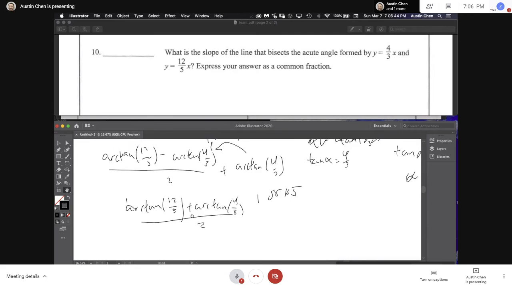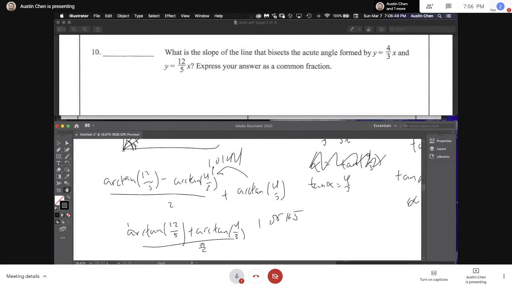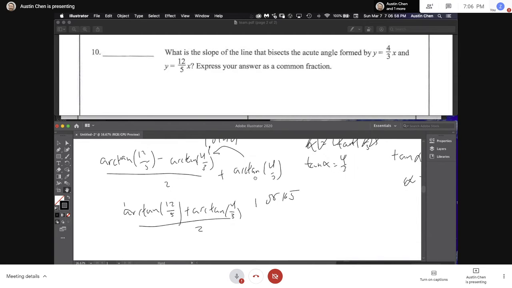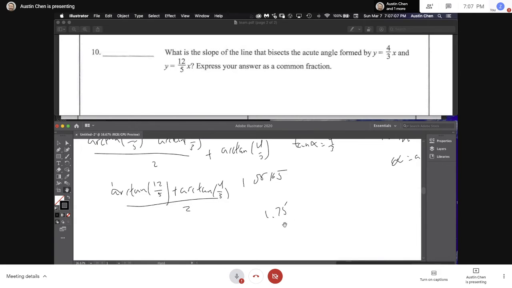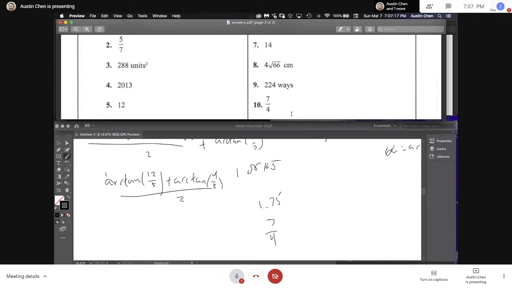So this is going to be the angle of our bisector line, and when you have the angle of the line and you want to get its slope, you're going to take the tangent of it, right? So then you take the tangent of this, and then I finally got 1.75 from the calculator, and you can say that this is probably going to be 7/4 as your answer, and that is your answer.